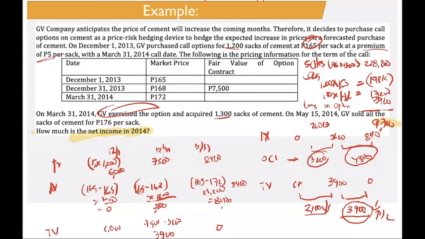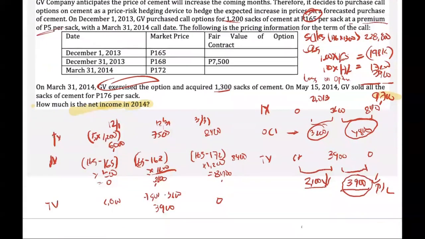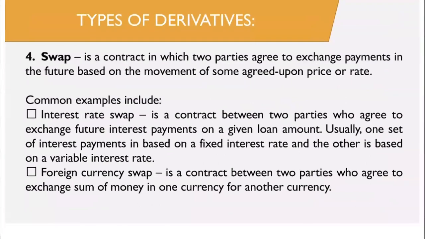Okay? So we're done with forwards, futures, and options. And we will just discuss the last type of derivative, but we will not discuss an example for this. So the last is a swap. A swap is a contract in which two parties agree to exchange payments in the future based on the movement of some agreed upon price or rate. So you will swap whatever is agreed upon. For example, interest rate: party one and party two will exchange rates.